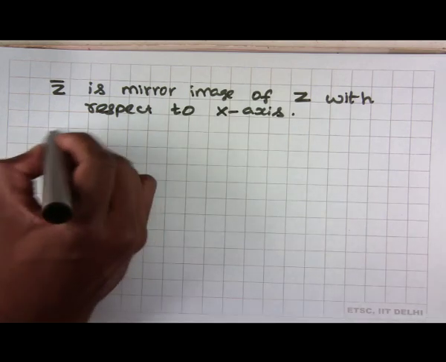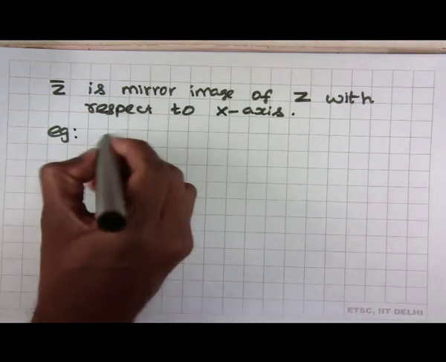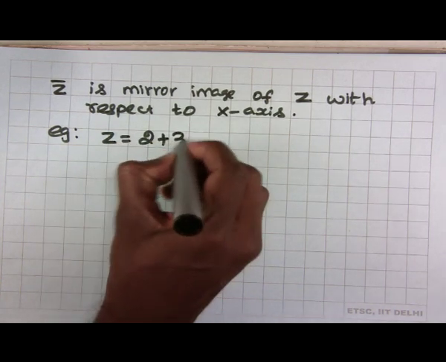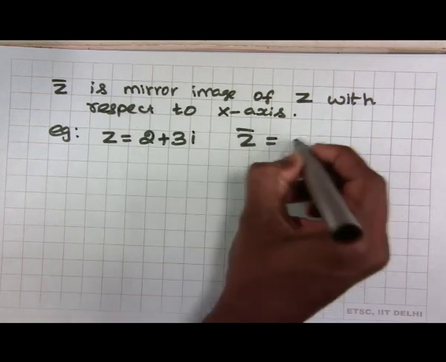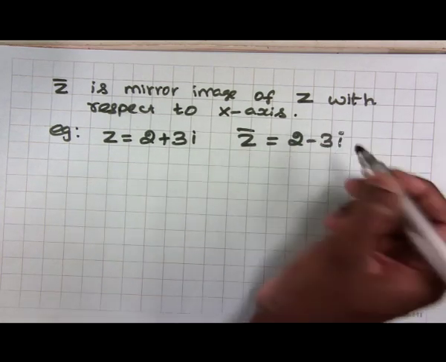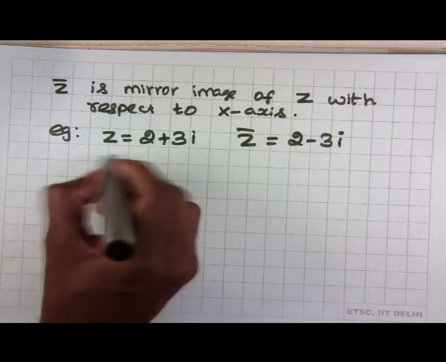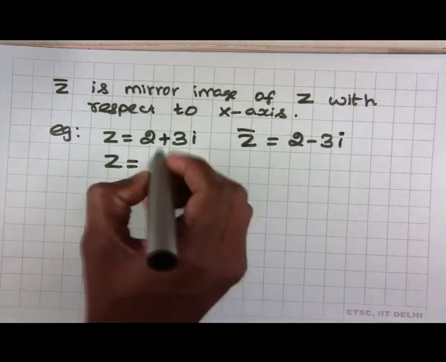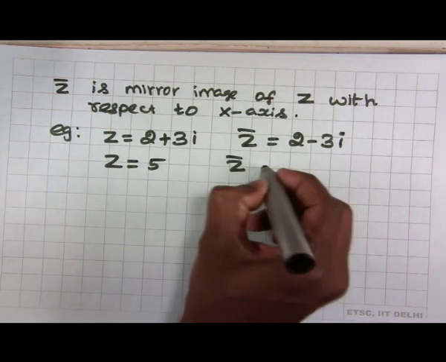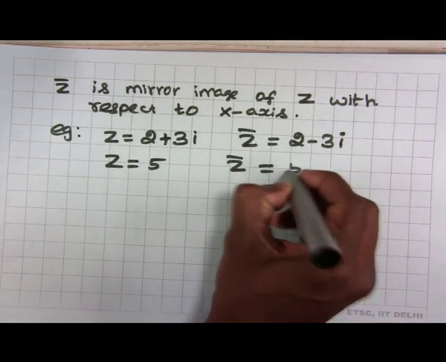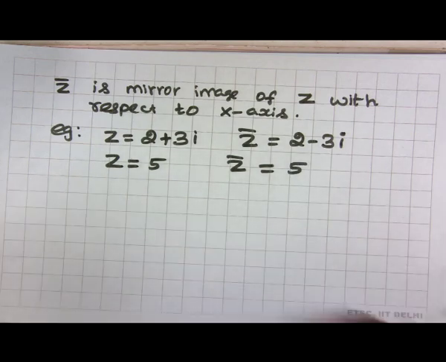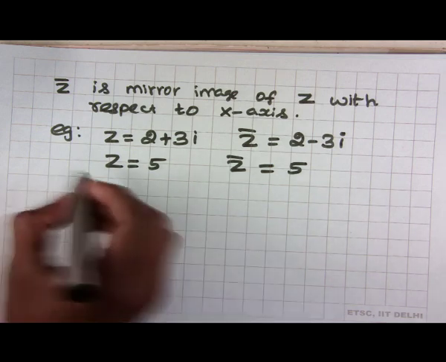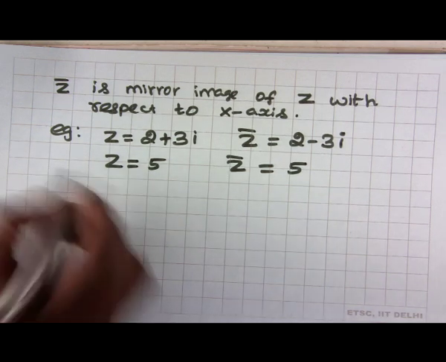Let us see a simple example. Suppose z is, let us say, 2 plus 3i, then z bar is just 2 minus 3i. And suppose you have just a real number, purely a real number, let us say 5, then z bar has no change, which is just 5 because it is lying on the real line. So, its mirror image is again on the line itself. So, let us see some properties.